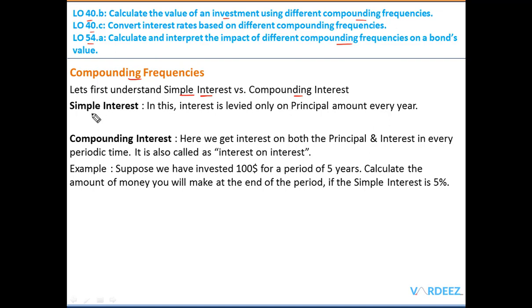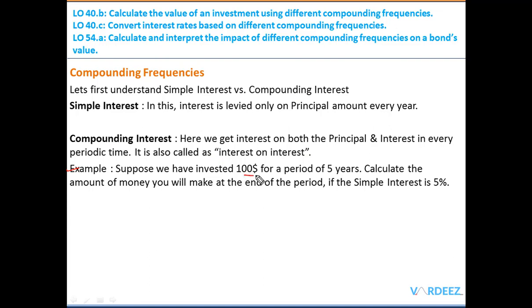So simple interest: interest is levied only on the principal amount every year. We're going to be taking an example. Similarly, with compounding, we get interest on both the principal as well as the interest that you have already earned, in every periodic time. It is also called interest on interest. This is a good way to remember what exactly we mean by compound interest. So let's take an example here.